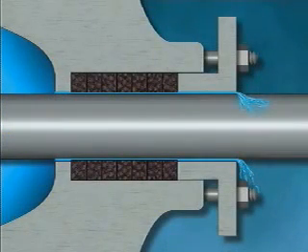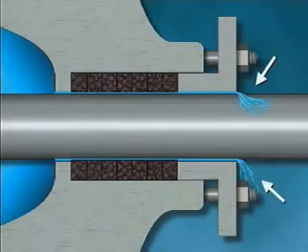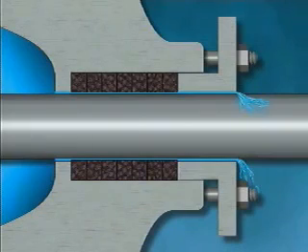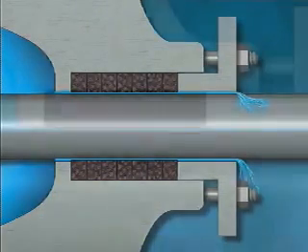In this application, the packing does not completely stop leakage around the shaft. A controlled amount of leakage is necessary to keep the packing cool and lubricated as the pump shaft rotates. This controlled leakage is referred to as leak-off.